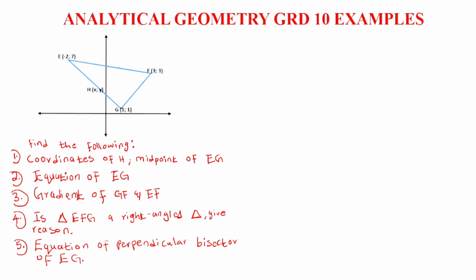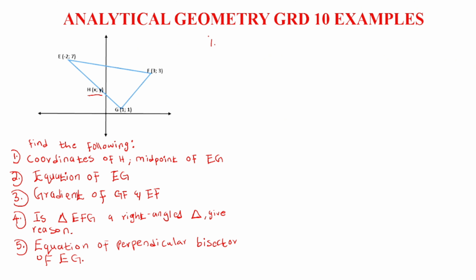Let's have a look at this triangle a little bit. We've got an H here. The coordinates of H are unknown. We've got E with its coordinates, F with its coordinates, and then G with its own coordinates. So let's go ahead and have a look at the first question that is given here.